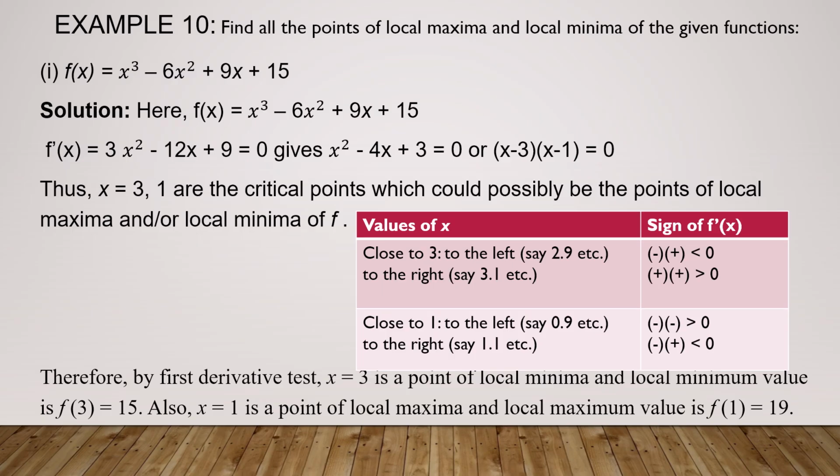2.9 minus 3 into 2.9 minus 1. Correct? So it is negative into positive, so it is less than 0. Now when your x approaches 3 from the right side, means little bit more than 3, 3.1 say.